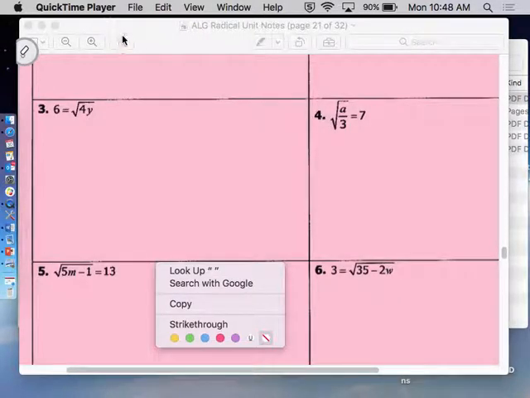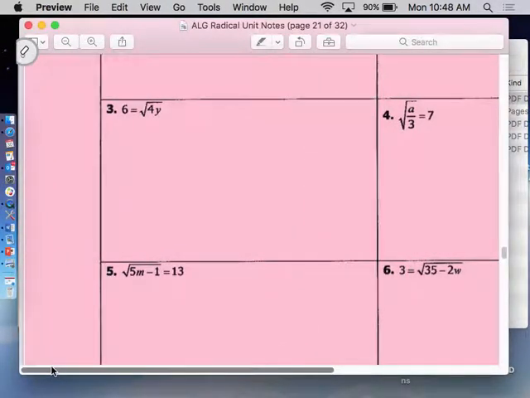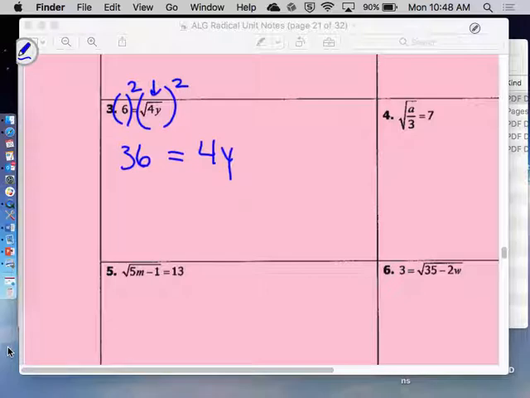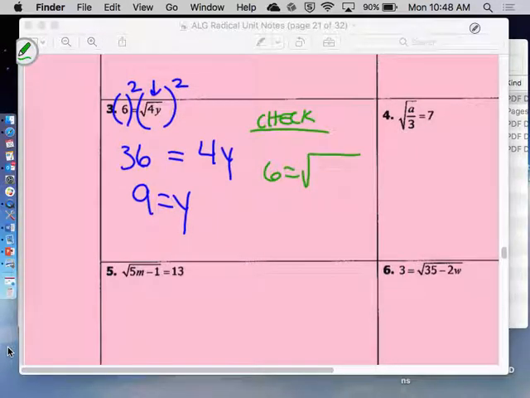Looking at number 3, squaring both sides. 6 times 6 is 36. And then squaring 4y underneath the radical, you simply get 4y. And then dividing both sides by 4, multiplying by 1/4, 9 equals y. And then to do your check, does 6 equal the square root of 9 times 4? And 6 is the square root of 36, so that checks.